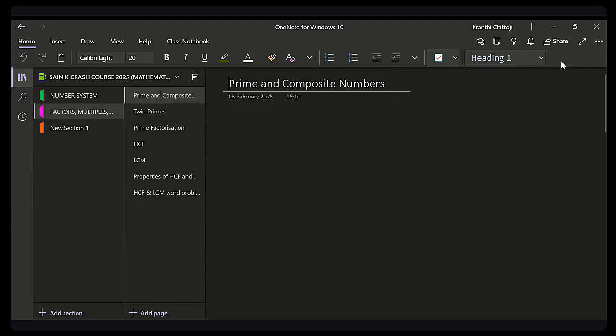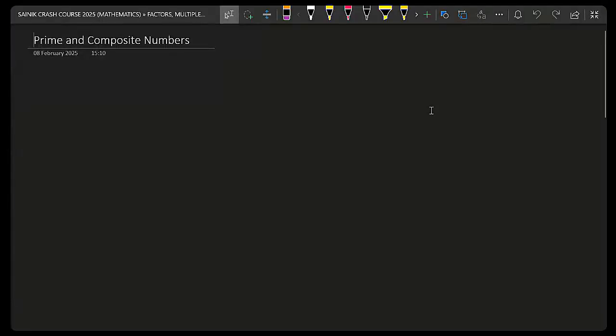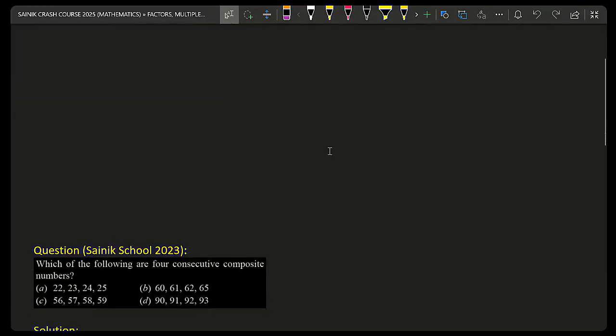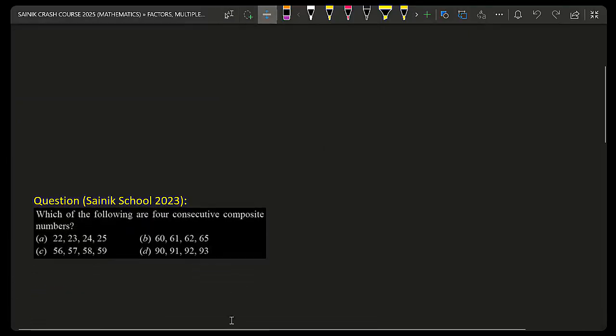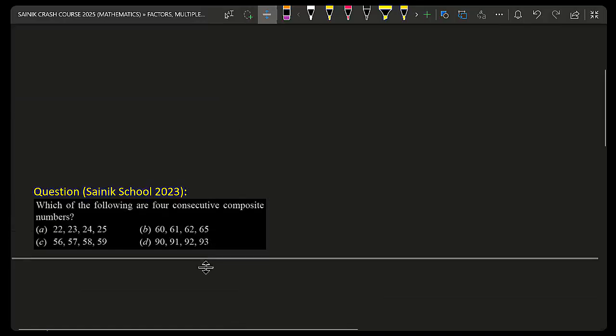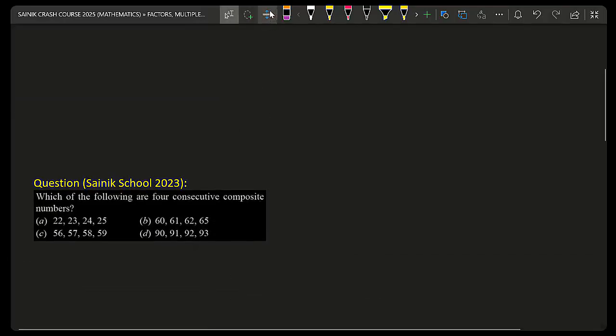So yesterday we have completed the divisibility rules, and using co-prime method also we have discussed. So all of you try this question once. Which of the following are 4 consecutive composite numbers?